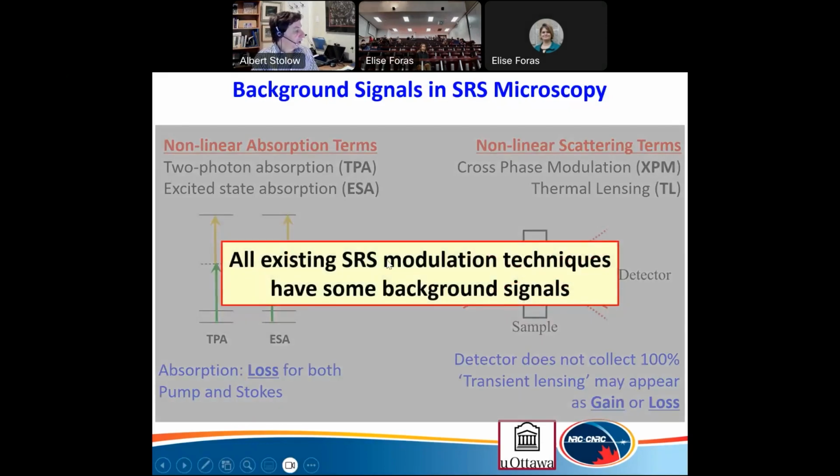What I can tell you is that all existing modulation techniques have some background because there are these various physical processes which really exist. I'm going to show you, though, that we came up with one which, I hope to convince you, removes all these backgrounds. And I'll show you this idea.